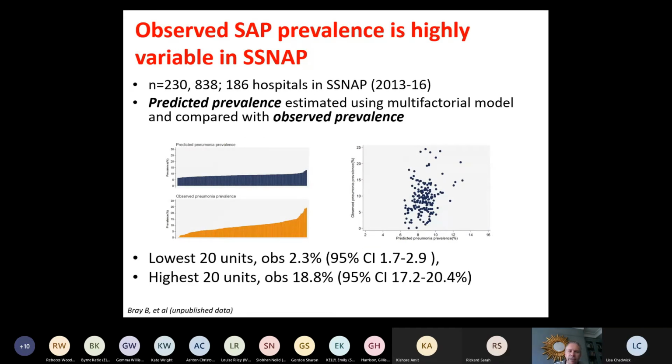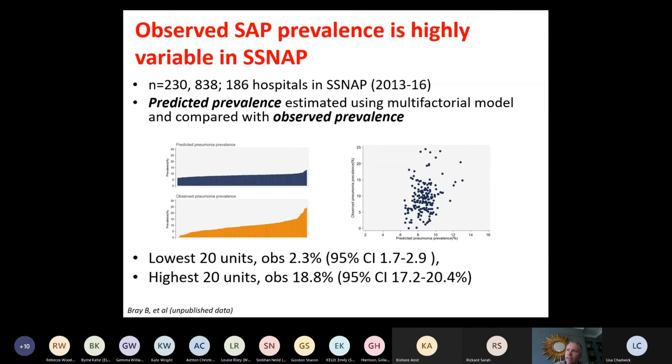So we then took this a little bit further and asked the question, how much variation actually is there in the diagnosis or prevalence of pneumonia in stroke unit care? To do this, we did a study using data from SNAP, which you'll all be familiar with, and we used individual patient data, which means going to SNAP and getting individual patient record data and pooling it together. This particular analysis, which we've actually updated with the current PhD student, was in 230,000 patients in 186 units.